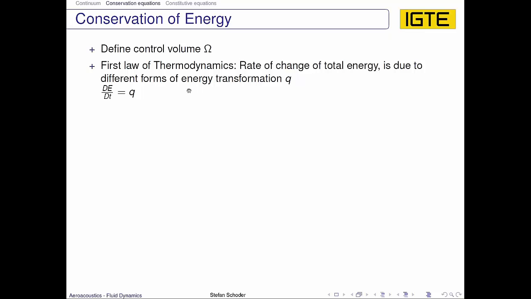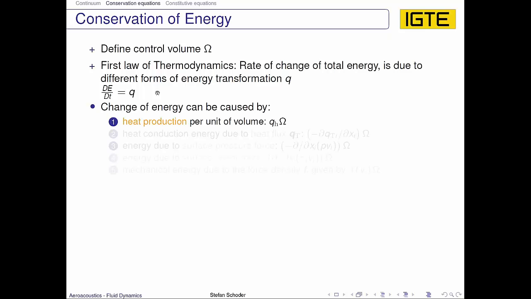Based on the first law of thermodynamics, the rate of change of the total energy is due to the different forms of energy transformation. The energy transformation itself is the right side of this equation, and the rate of change of the total energy is the left hand side of the equation. As we saw before, the left hand side will be manipulated by the Reynolds transport theorem, and the right hand side we have to discuss right now.